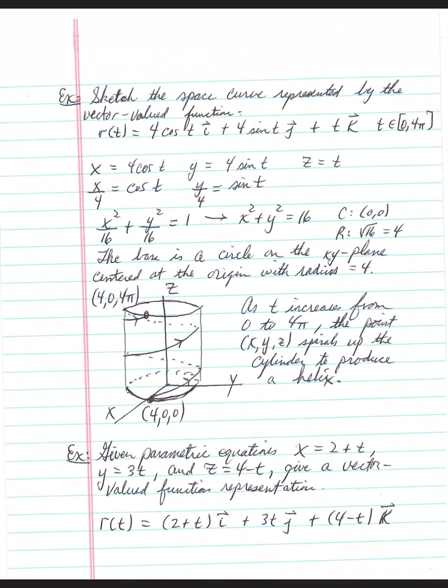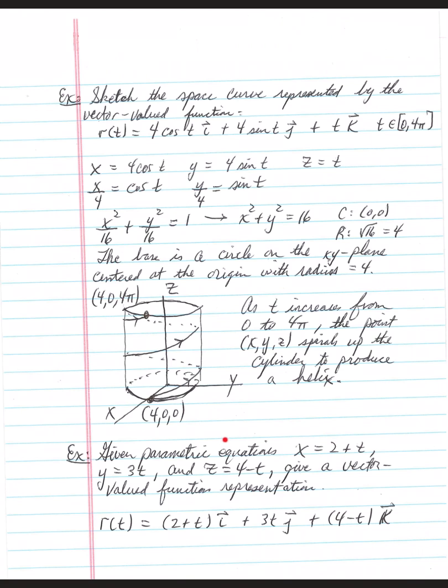The z value is what takes us higher and higher up that cylinder, because when we take a circle but telescope it up the z-axis, we're going to get a cylinder. It's very hard to tell, but from here, this is just like a helix that's wrapping around this cylinder. As t increases from 0 to 4 pi, the point xyz spirals up the cylinder to produce a helix.